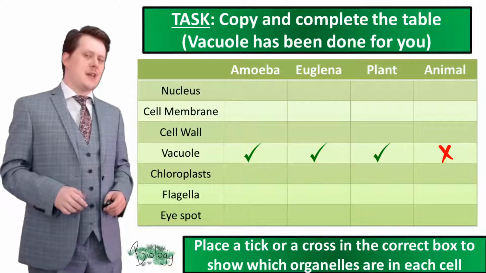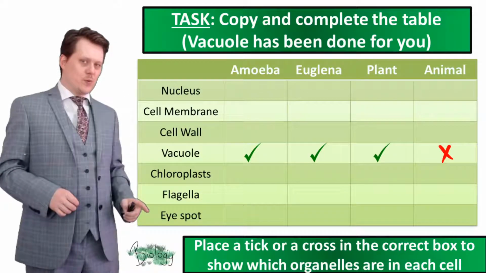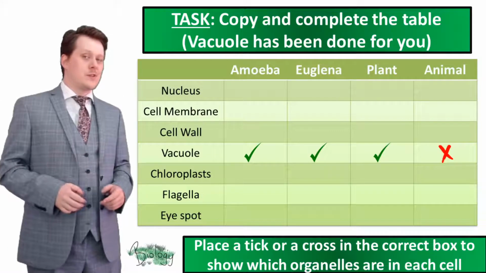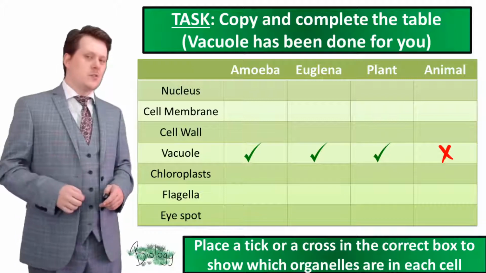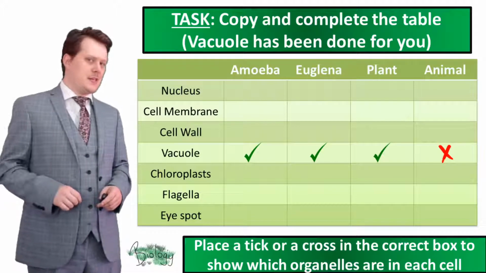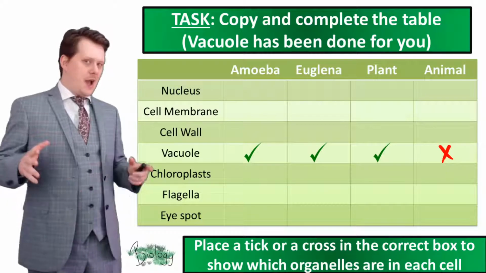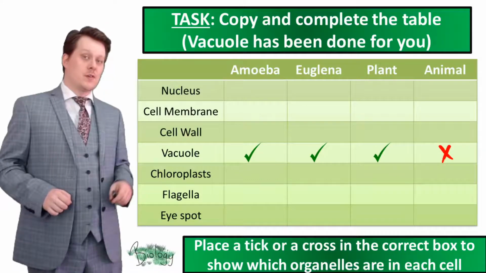For your next task then, I'd like you to copy and complete this table. It's got 5 headings and it's got 8 rows. And for each one of our organelles, I would like you to state whether or not it is present in the amoeba, euglena, plant or animal cells. And I'd like you to do this by either placing a tick if it is there, or a cross if it isn't. The vacuole has been done for you, and because a vacuole is found in our amoeba, then we're going to put a tick under amoeba.